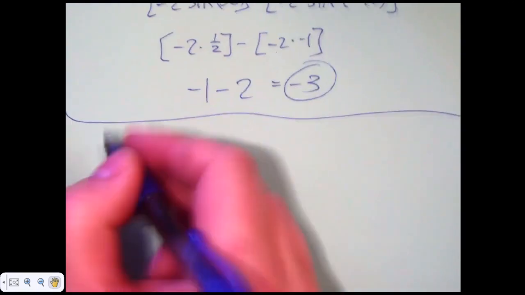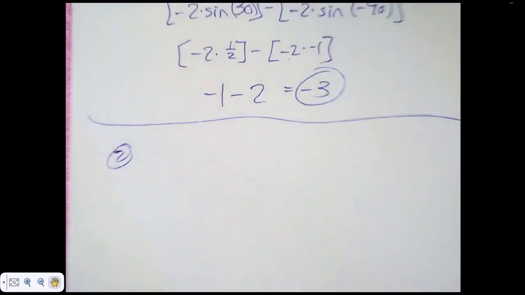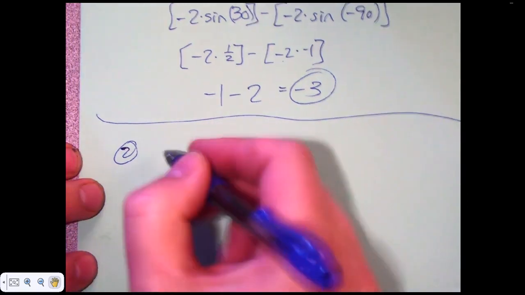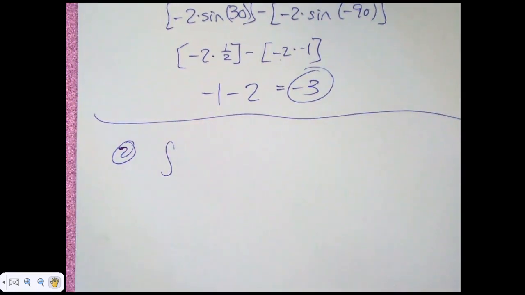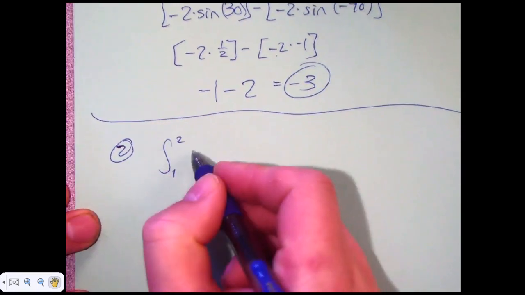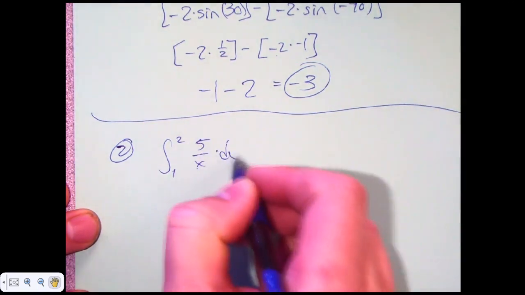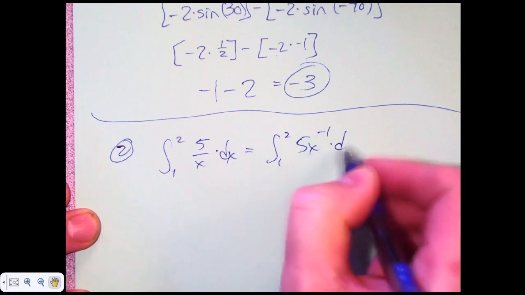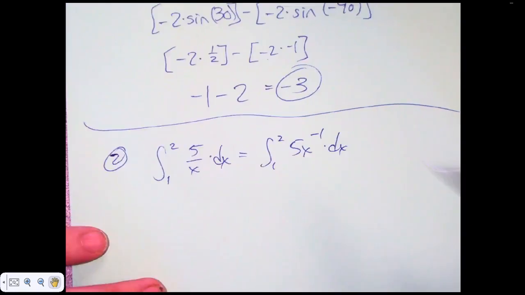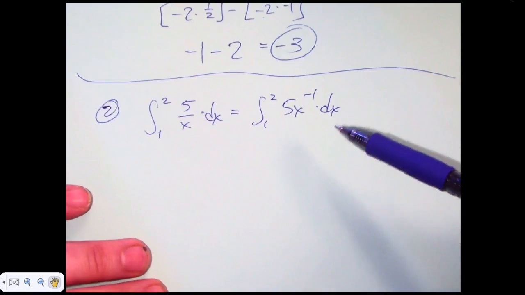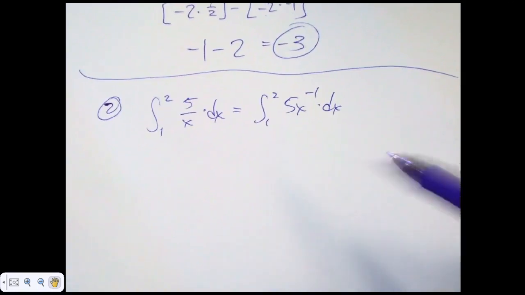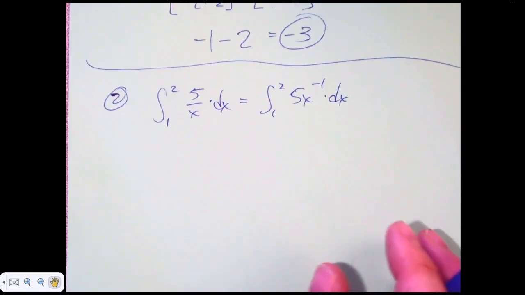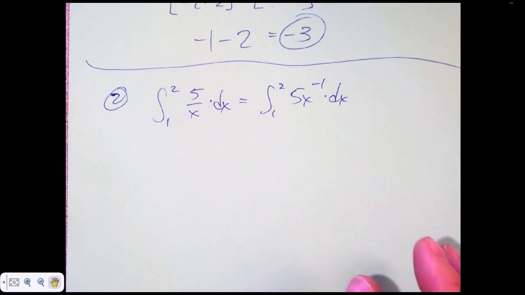All right, number 2. So I've got the integral from 1 to 2 of 5 over x, which I'm right away going to rewrite as 5x to the negative 1. And kind of the same deal as up there. I've got the constant out in front. That doesn't really do anything. It just kind of falls down because the integral is going to be ln.